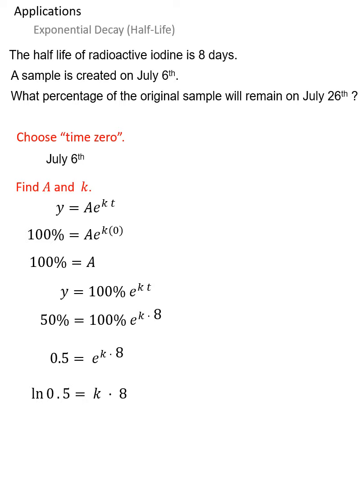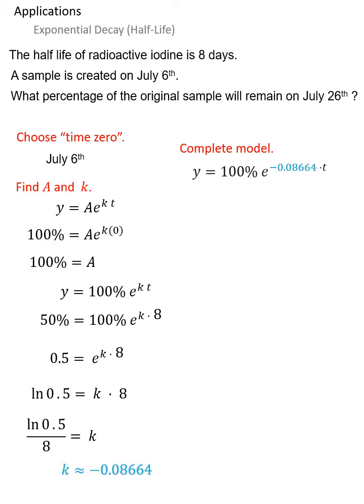I can convert to logarithmic form by applying the natural logarithm to both sides, and then solve for k by dividing both sides by 8. This, when typed into a calculator, gives a value of k. Remember, when approximating k, it's good to go at least 4 significant figures, meaning starting with the first non-zero digit, go 4 figures out. And now that I have my value of k, I've completed the model because I simply substitute that k that I found into my model, and I now have the model created.